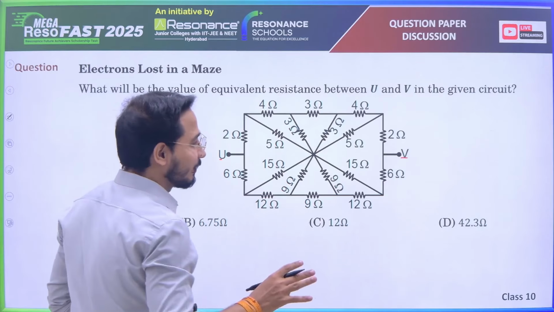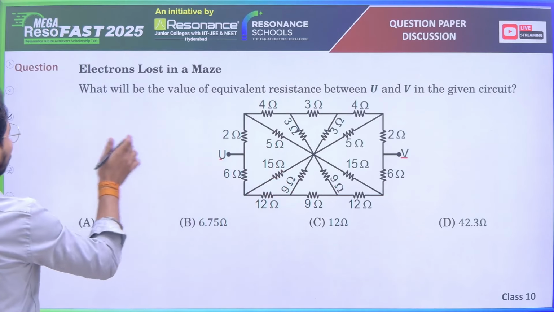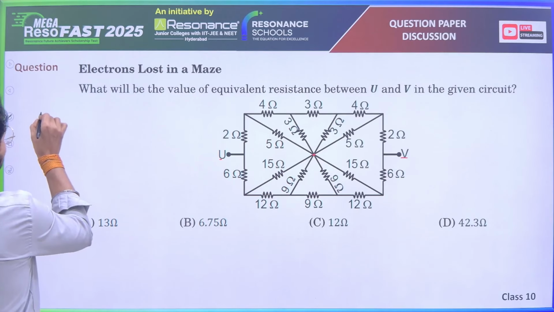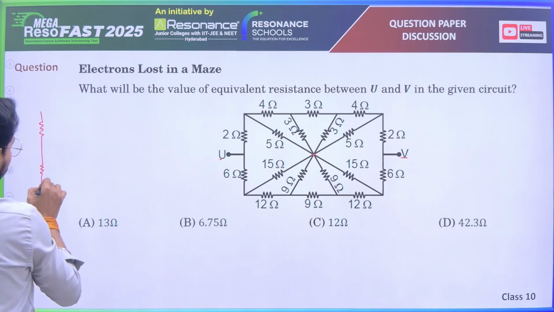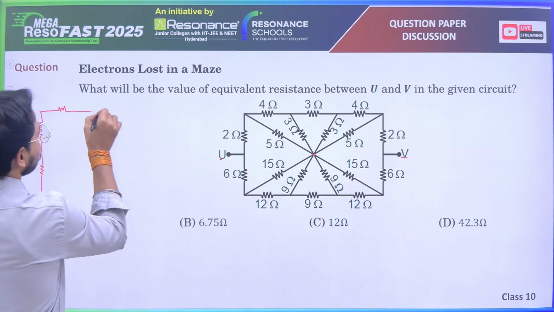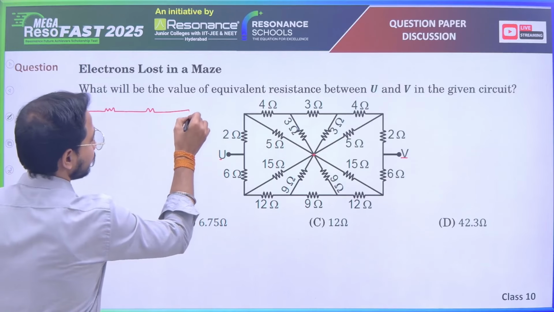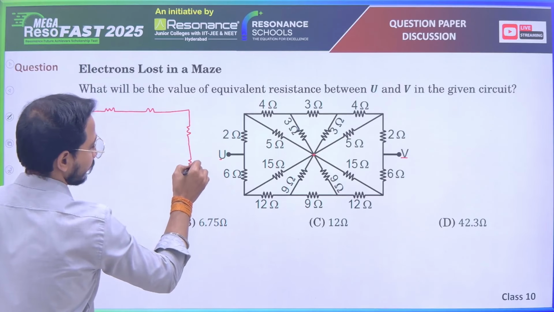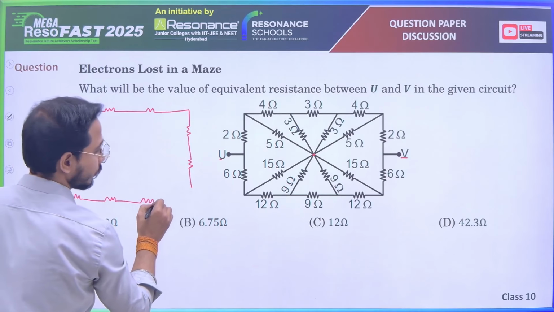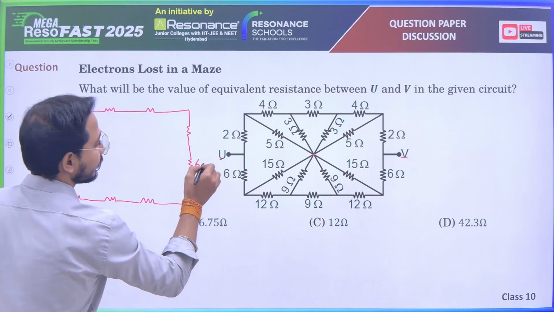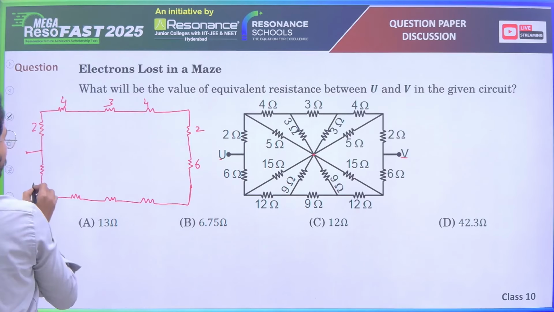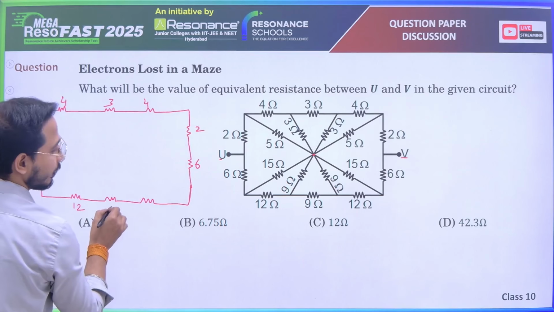So by the symmetry method we will solve this, and by the symmetry method this figure we can draw in this way. Here we will detach from this point. U is over here, 4 ohm, 3 ohm, 4 ohm, 2 ohm, 6 ohm, 12 ohm, 9 ohm, 12 ohm, right? Here it is 6 ohm, it is 2 ohm, 4, 3, 4, 2, 6, 12 and 9.